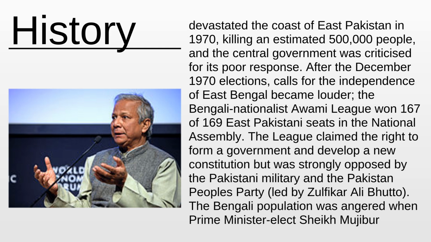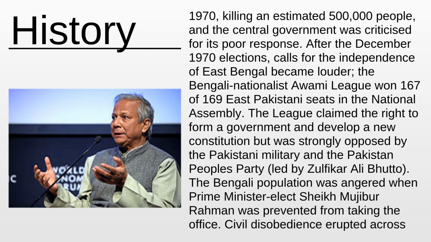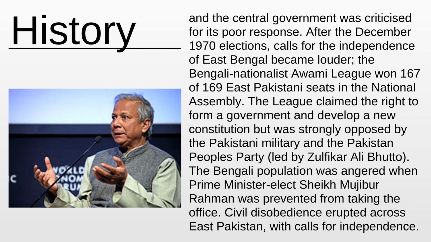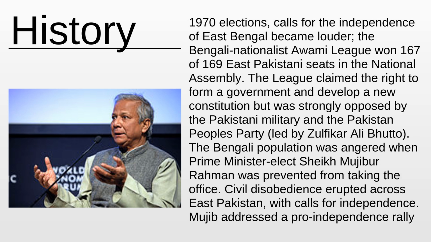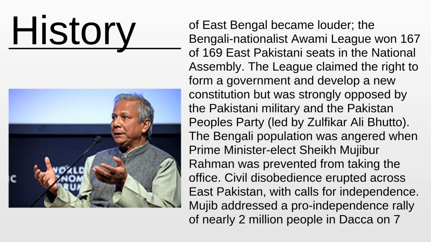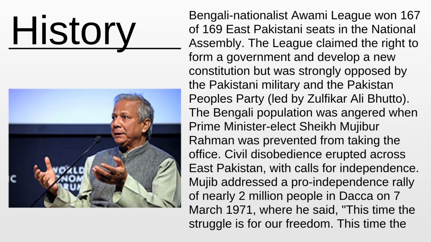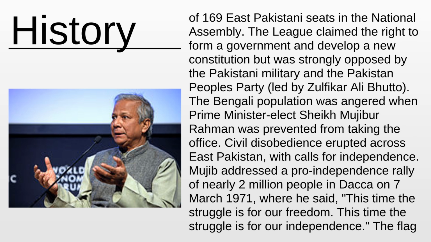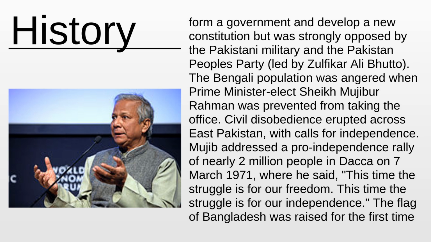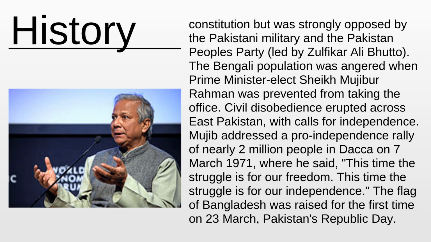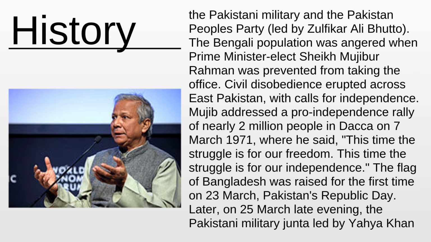After the December 1970 elections, calls for the independence of East Bengal became louder. The Bengali Nationalist Awami League won 167 of 169 East Pakistani seats in the National Assembly. The League claimed the right to form a government and develop a new constitution but was strongly opposed by the Pakistani military and the Pakistan People's Party, led by Zulfikar Ali Bhutto. The Bengali population was angered when Prime Minister-elect Sheikh Mujibur Rahman was prevented from taking the office.